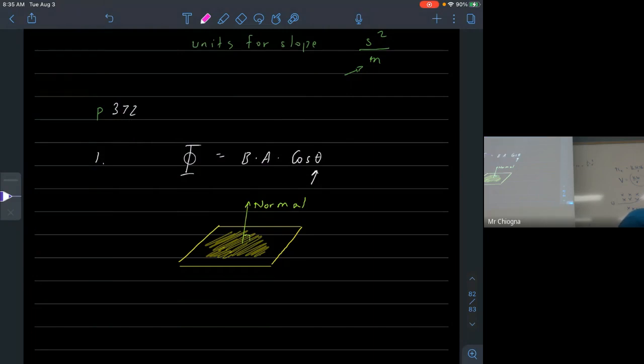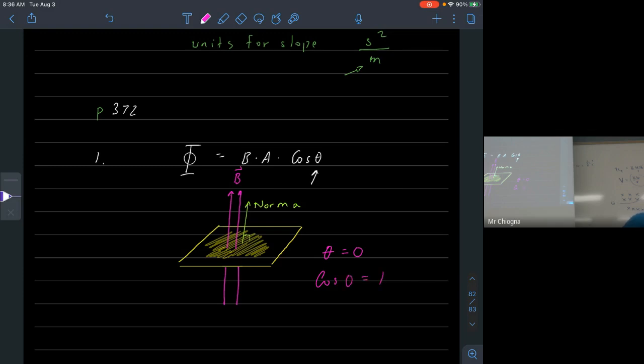The magnetic field, in this case, is that way. I better draw it properly. Sorry, I'll try to be more exact. It's the angle that the field lines, the magnetic field lines, make with the normal. So in this case, the field lines are parallel, so the angle is 0. Cos of 0 is 1.